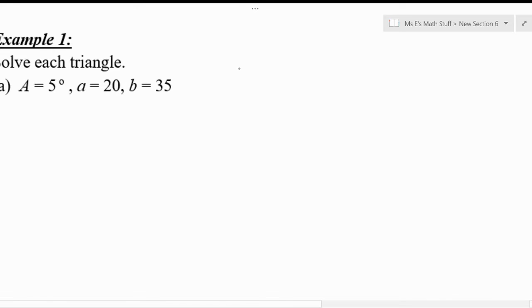Like for example, a 5-degree angle, right? That is so small, it can be hard to draw. So that looks probably more like a 30, but I'm just going to label it with a 5 degree right there. Anyway, so you've got a 5-degree angle, and since 20 is labeled as A, that means that would be the length opposite to that 5-degree angle.